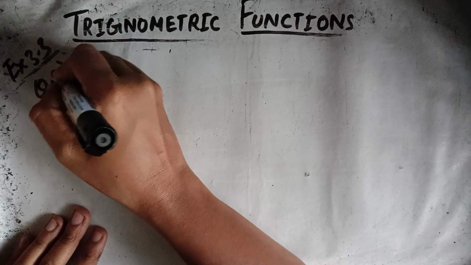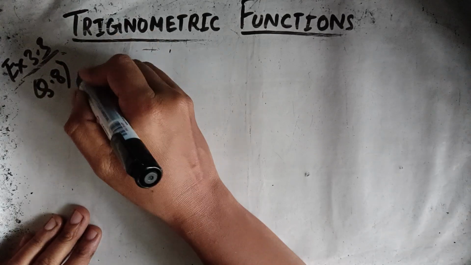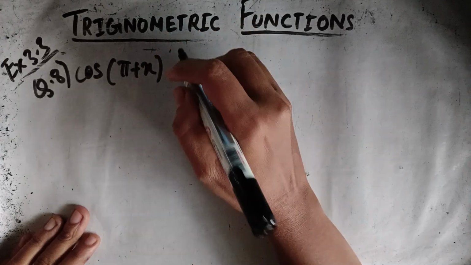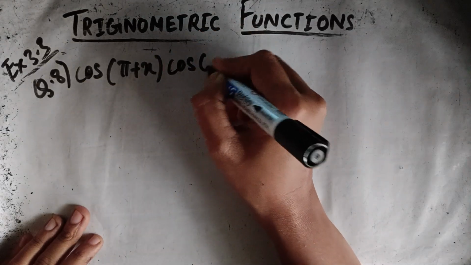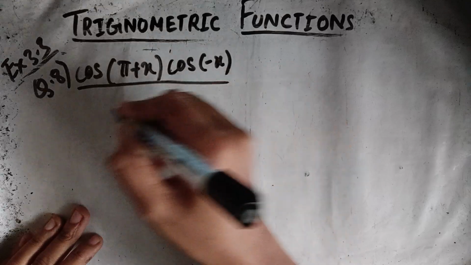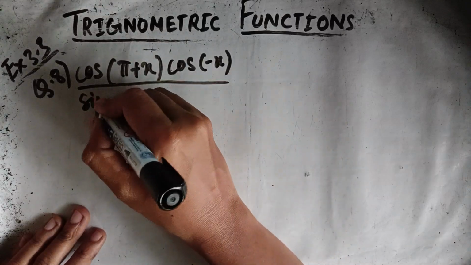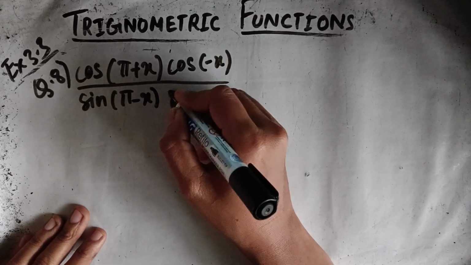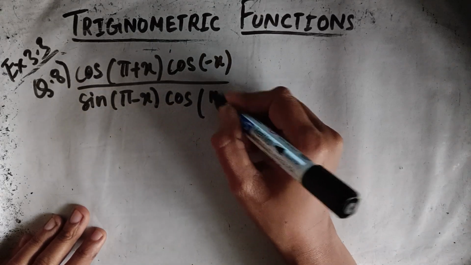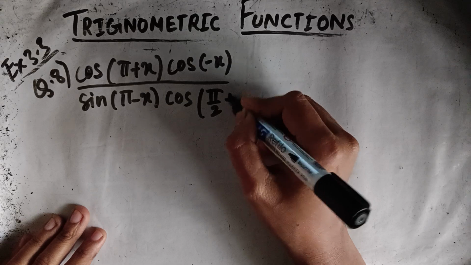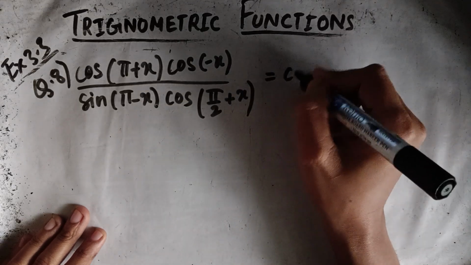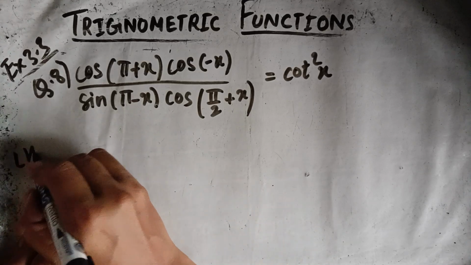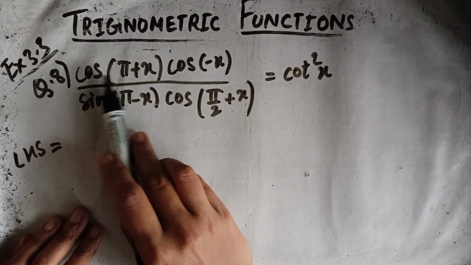Question 8. Cos(pi plus x) cos(minus x) upon sin(pi minus x) cos(pi by 2 plus x) equals cot square x. Okay. So starting with the LHS, cos(pi plus x).